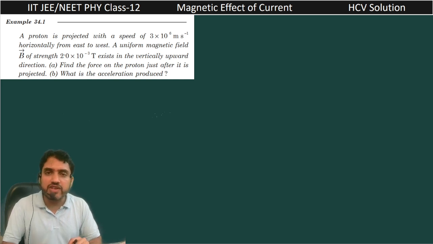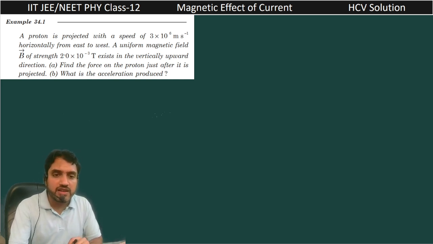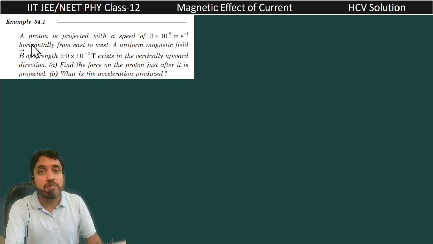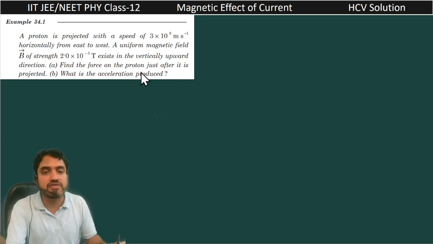So, we have the first question, number 34.1. In this question, a proton is projected with a speed of 3 into 10 raised to power 8 meter per second horizontally from east to west. A uniform magnetic field B of strength 2.0 into 10 raised to power minus 3 Tesla exists in vertical upward direction. The first part of this question is: find the force on the proton just after its release. And the B part: what is the acceleration produced?